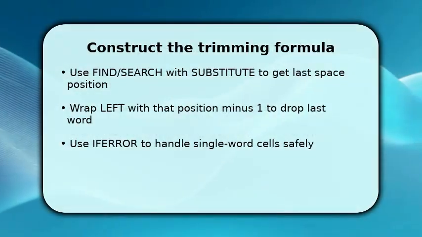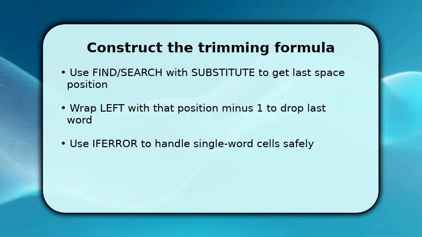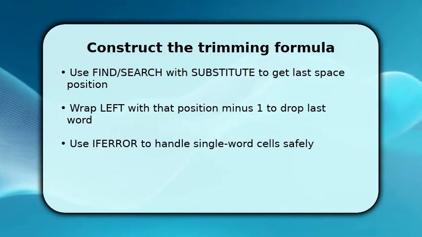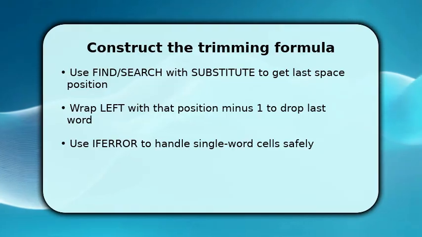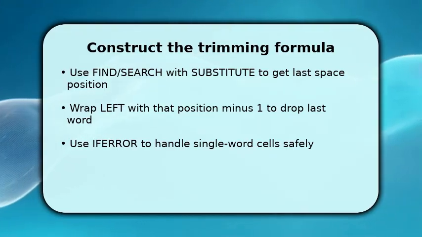Now build the formula. Use SUBSTITUTE to replace the nth space and FIND to get its position, specifically SUBSTITUTE(text, " ", CHAR(1), LEN(TRIM(text)) - LEN(SUBSTITUTE(TRIM(text), " ", ""))). Once you have that index, use LEFT(text, index - 1) to return all characters before the last space. Wrap with IFERROR to return the original text or blank for single word cells.